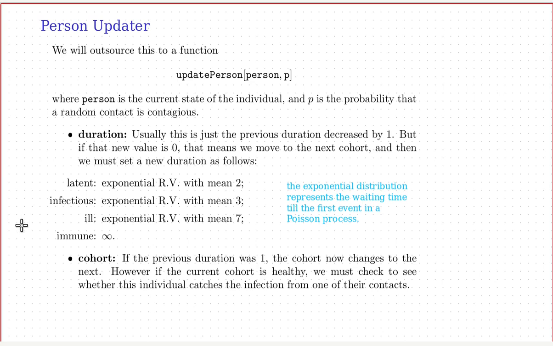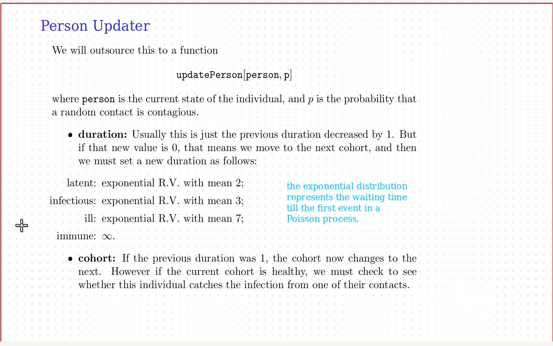Okay, so let's talk about how we update an individual. This is going to be somewhat complicated because we have to take into account both what happens to the duration, and then if the duration goes to 0, then that means we move to a different cohort. So I'm going to outsource this to a separate function.